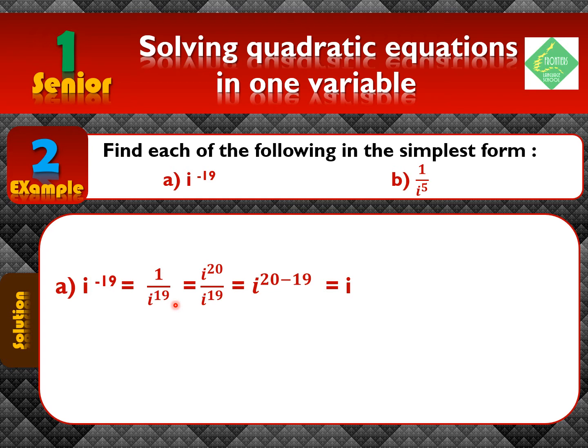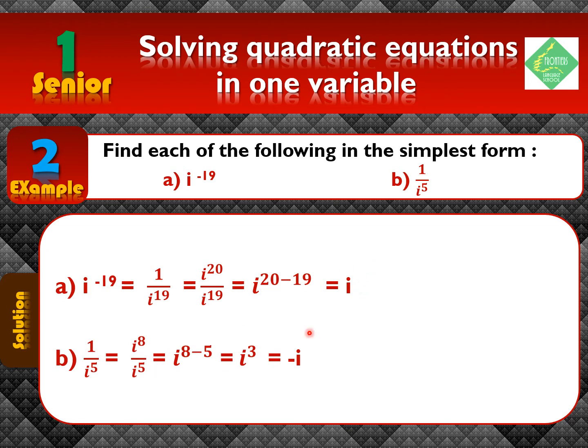After 19 you find 20. Is 20 a multiple of 4? Yes. So replace 1 with I power 20. Here I find the common bases, write I, and here I find the division, so I will subtract the powers. 20 minus 19 you get 1, and I power 1 is I.